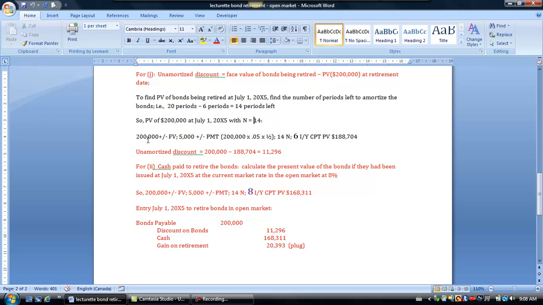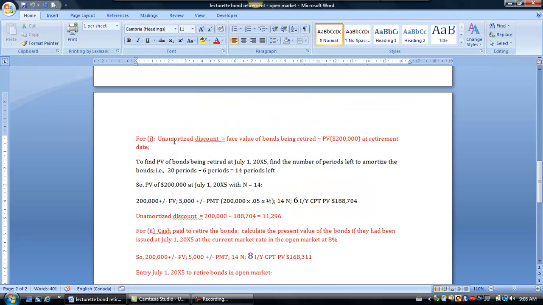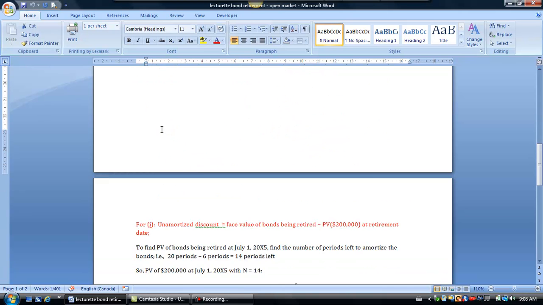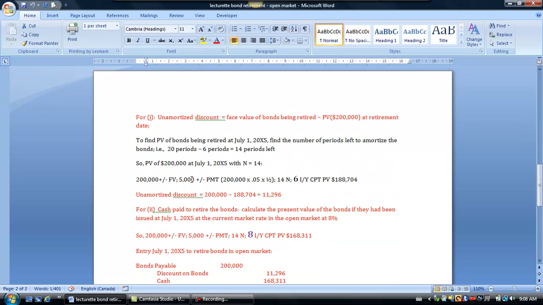14. So now, using the calculator, I'm going to take my future value as 200,000. Now, I'm only looking to calculate the payment that I would have made on those 200,000 in bonds, right? If I would have made a $15,000 payment on 600,000 in bonds, then for a third of that, 200,000, I would have made a third of the payment, which would have been 5,000. So that's how I get a $5,000 PMT in here. And I've done the calculation for you here, right?